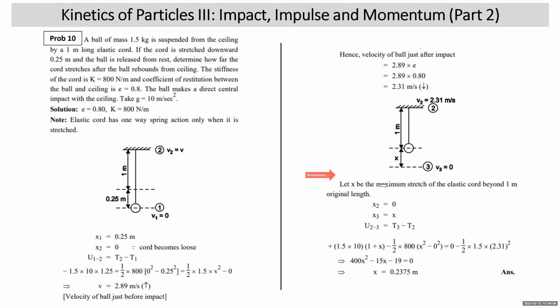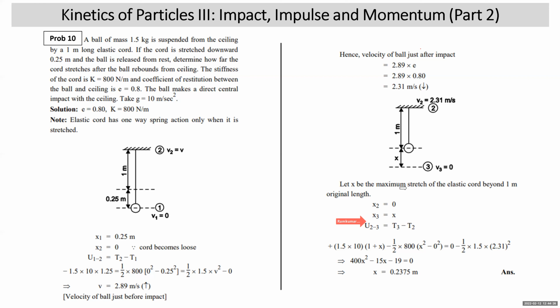All right. Now, when the ball is in position 2, deformation of the cord is 0 since it is loose. In third position, deformation or extension of the cord is x. Let's apply the work-energy principle from 2 to 3. In position 2, after impact, the velocity of the ball is 2.31 meter per second. In position 3, the ball comes to rest when the extension of the cord is x.